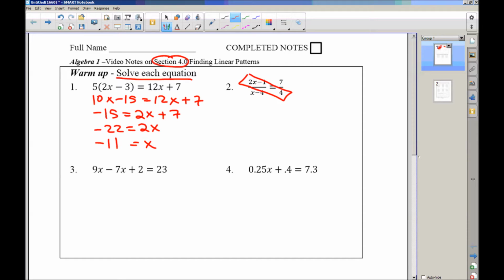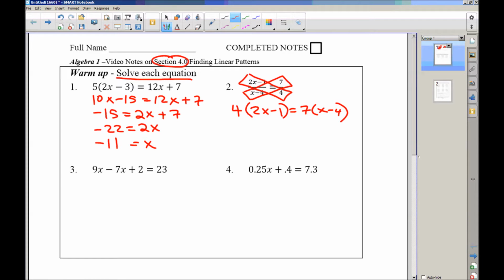This is a proportion, still an equation though, but the easiest way to solve when we have two fractions equal to each other is to cross multiply. Okay, so I'm going to do 4 times 2x minus 1 equals 7 times x minus 4.